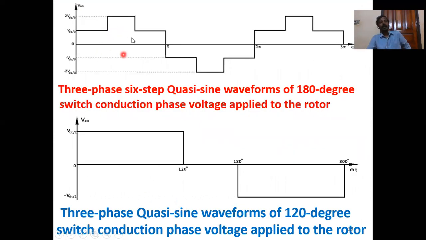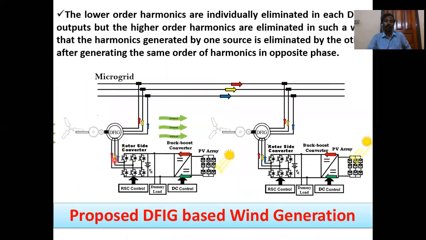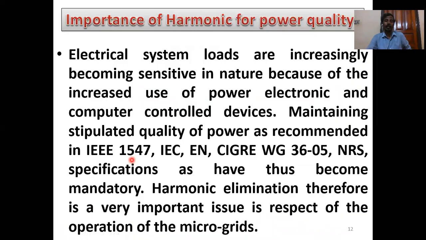And this is the waveform. The three-phase, 6-step quasi-sine waveform of 180-degree conduction phase voltage applied to the rotor side. This is the rotor side 180-degree voltage waveform, and this is the rotor side 120-degree voltage waveform. That means this side shows the voltage waveform for 180-degree and 120-degree.